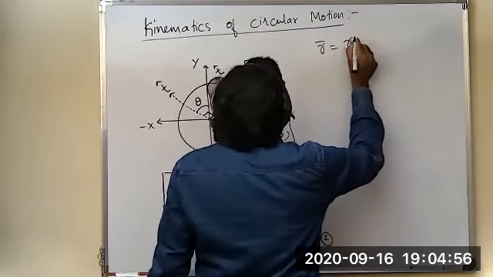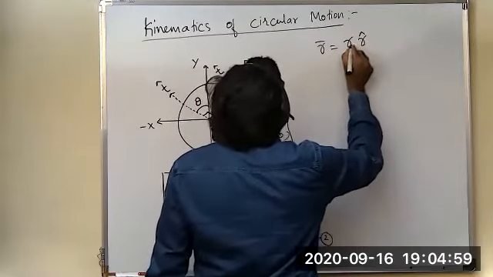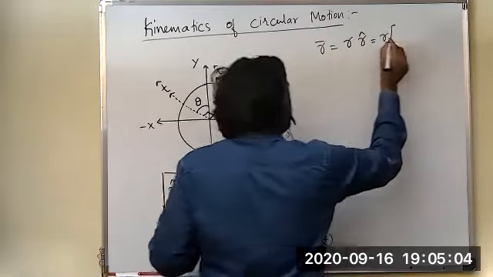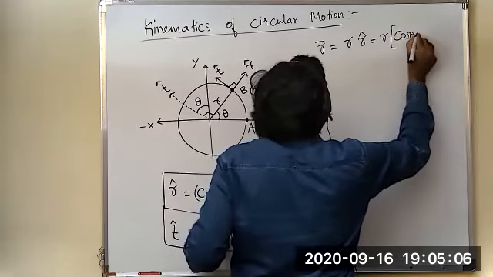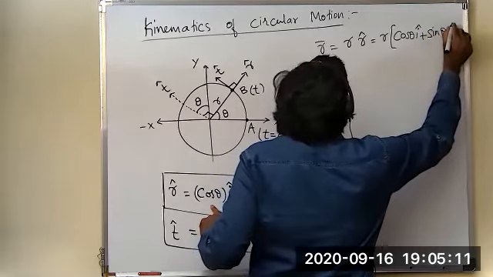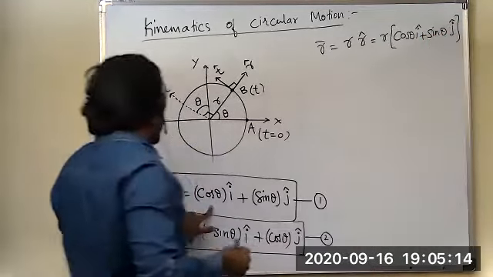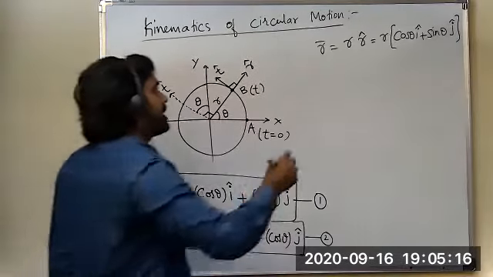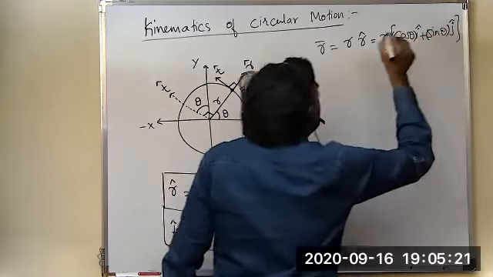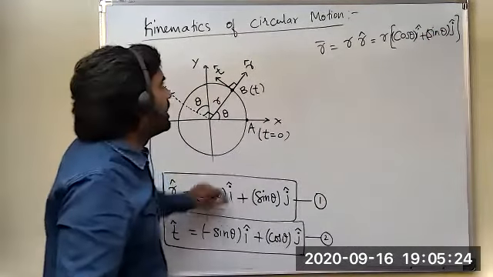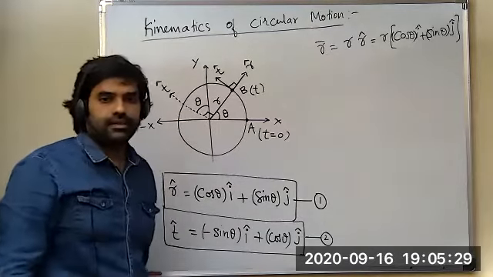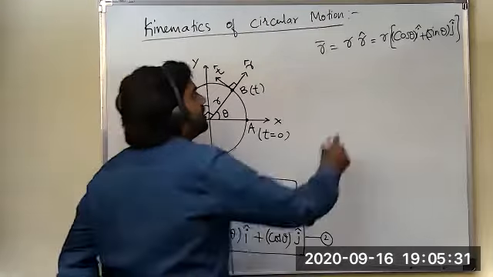I can write it as r, the magnitude of the radius, into r cap. That is equal to r into cos theta i cap plus sin theta into j cap. That's it: r into (cos theta i cap plus sin theta j cap). Like this, we can write the radius vector, the radius in vector form, of a body moving on a circle. I hope you understand how I have taken the radius vector. So I got the radius vector.